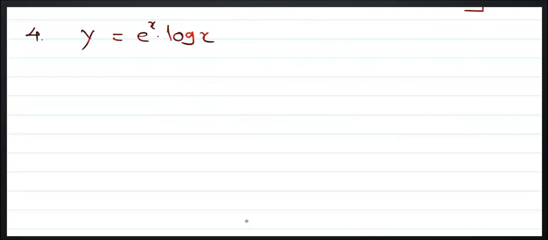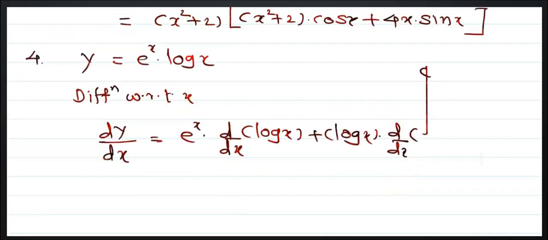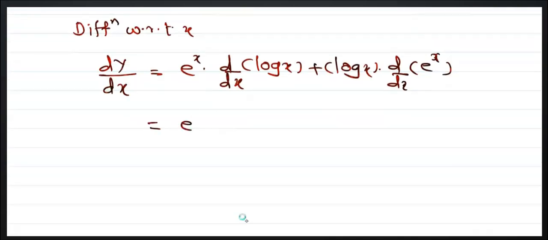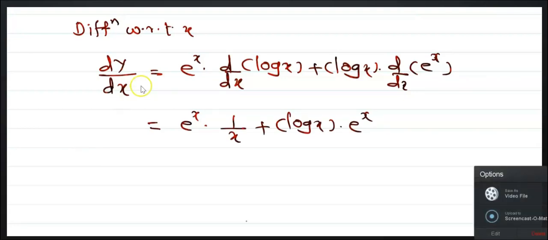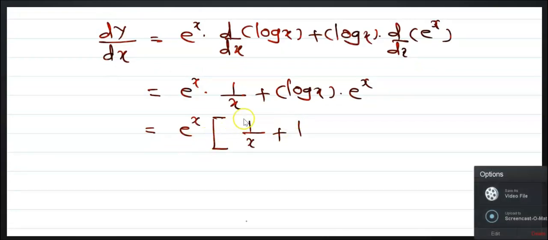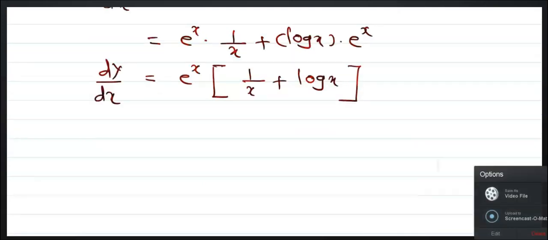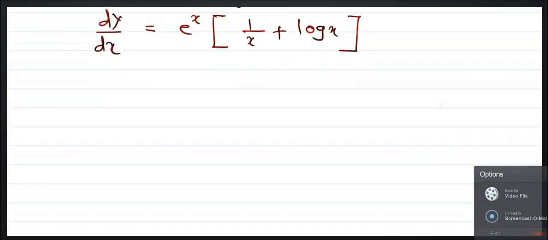Now fourth one, y is equals to e raised to x into log of x. Differentiate with respect to x. dy by dx is equals to e raised to x d/dx of log x plus log of x into d/dx of e raised to x. Derivative of log of x is 1 upon x. Log of x into derivative of e raised to x is e raised to x. Take e raised to x common, then in the bracket you will get 1 upon x plus log of x. dy by dx is equals to e raised to x in bracket 1 upon x plus log x.